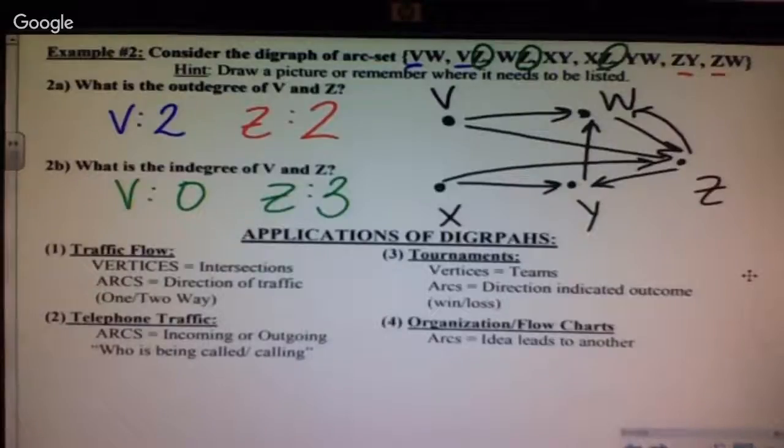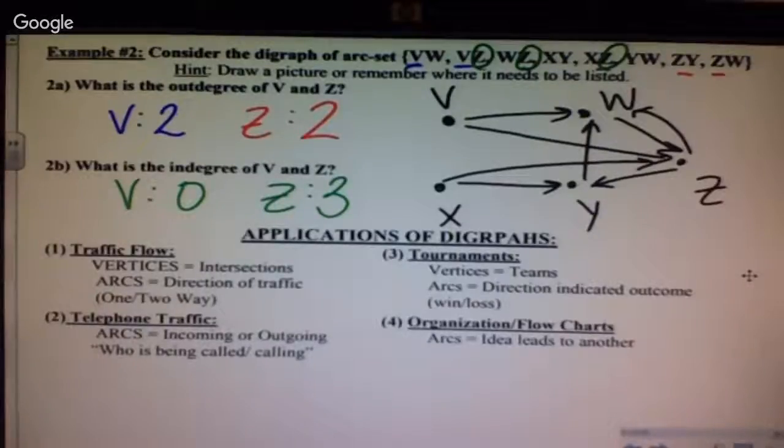Now you can look at this and go, okay, if I go to V, I've got 2 coming out, nothing going in. If I go to Z, over here, I have 3 coming in and 2 going out. So if you struggle just getting it from the arc set, draw yourself a picture.